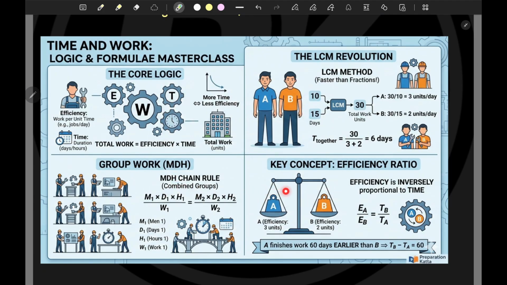Once this chapter finishes, you can refer to this image for your revision. You can take a printout and add it in your notes. Now let's start with the introduction part.